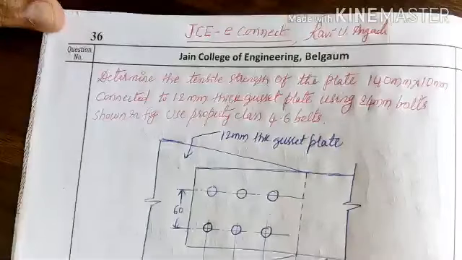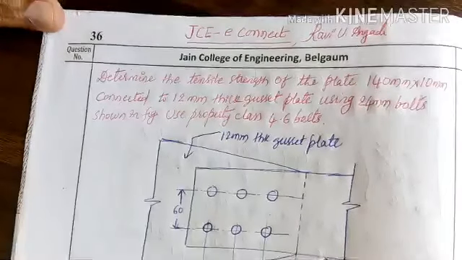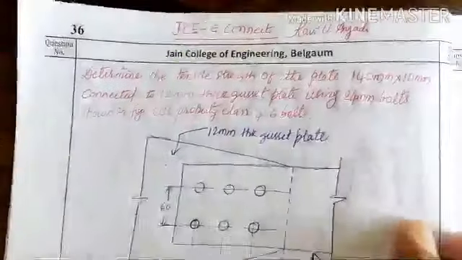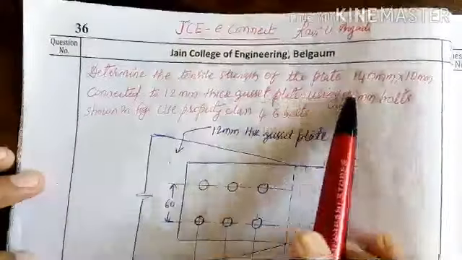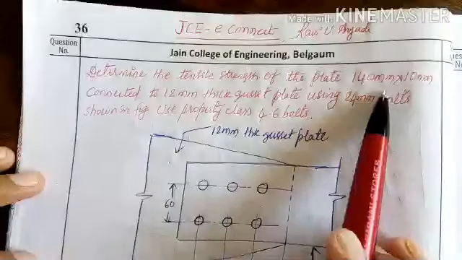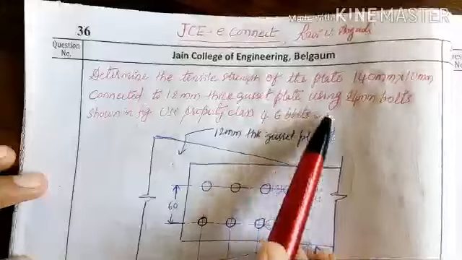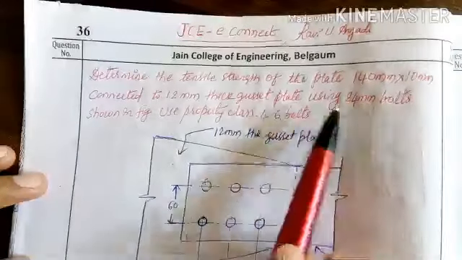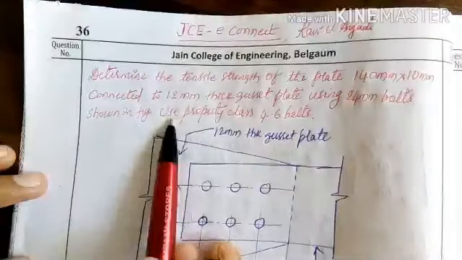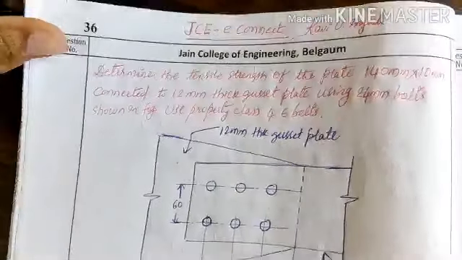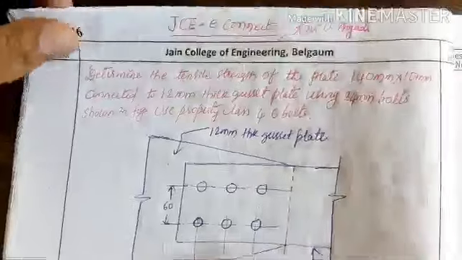In this particular lecture I'll be solving a problem on tension members. The problem given here is: determine the tensile strength of a plate 140 mm by 10 mm connected to a 12 mm thick gusset plate using 24 mm diameter bolts as shown in the figure. Use property class 4.6.